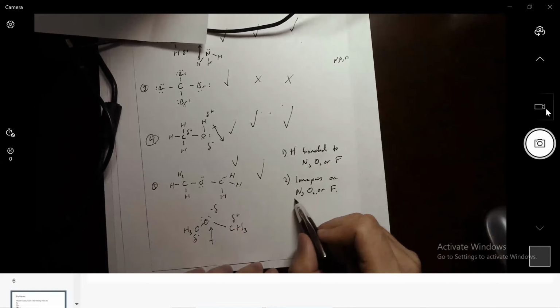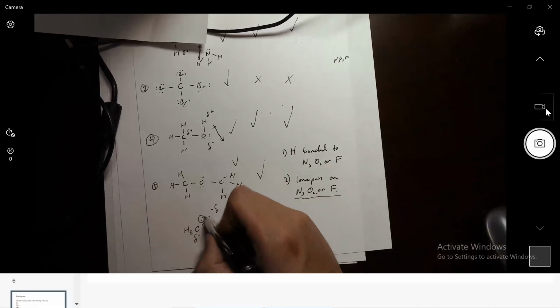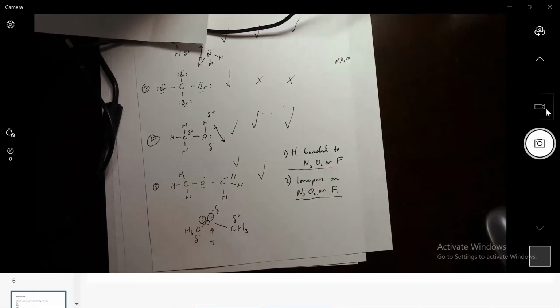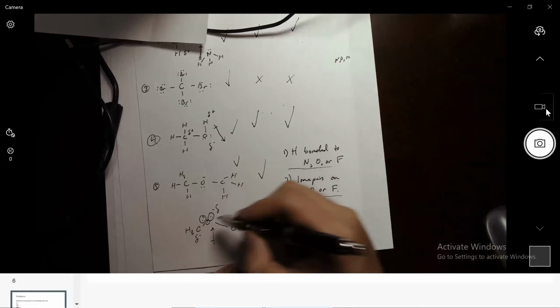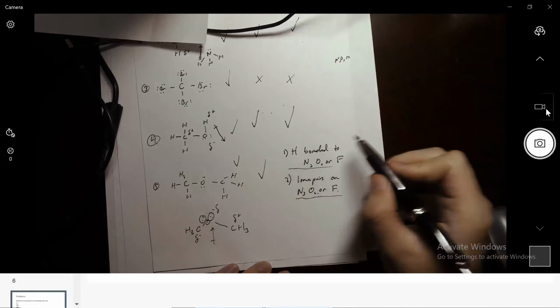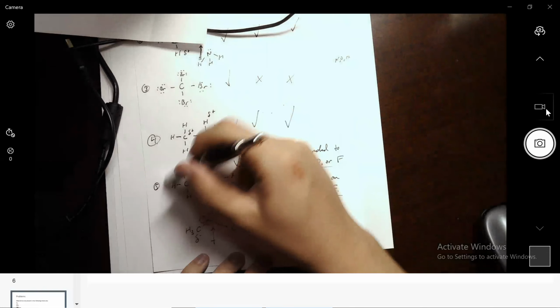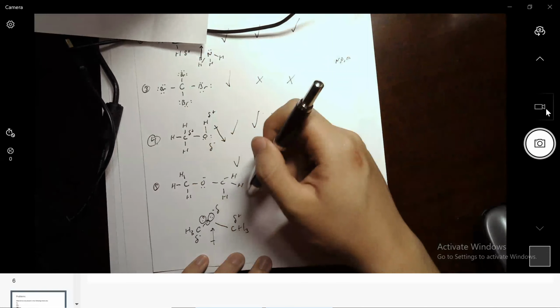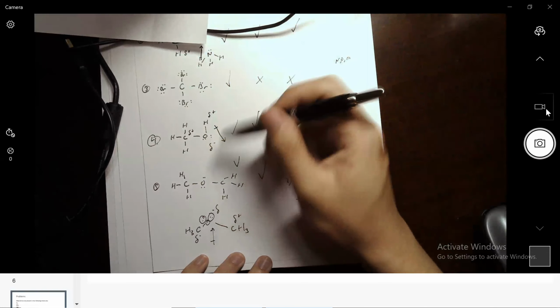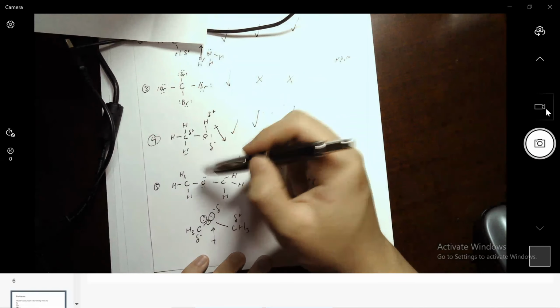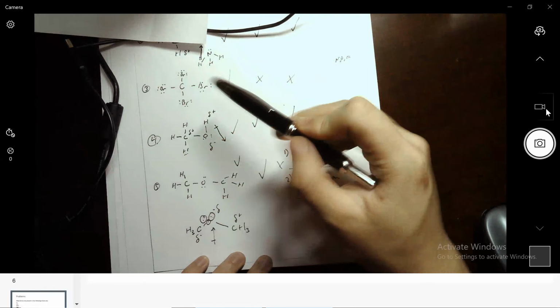So we do satisfy this requirement. We do have two lone pairs. However, we do not satisfy this requirement because there's no hydrogen atom bonded to this oxygen atom. So we do not have hydrogen bonding. So although dimethyl ether is a bigger molecule and it has stronger London forces than methanol, methanol is a liquid and dimethyl ether is a gas. Okay.